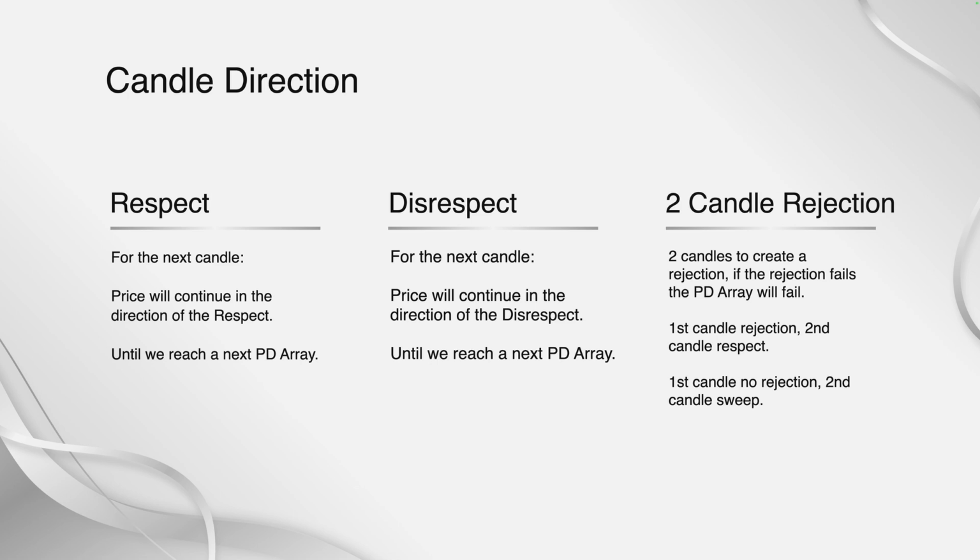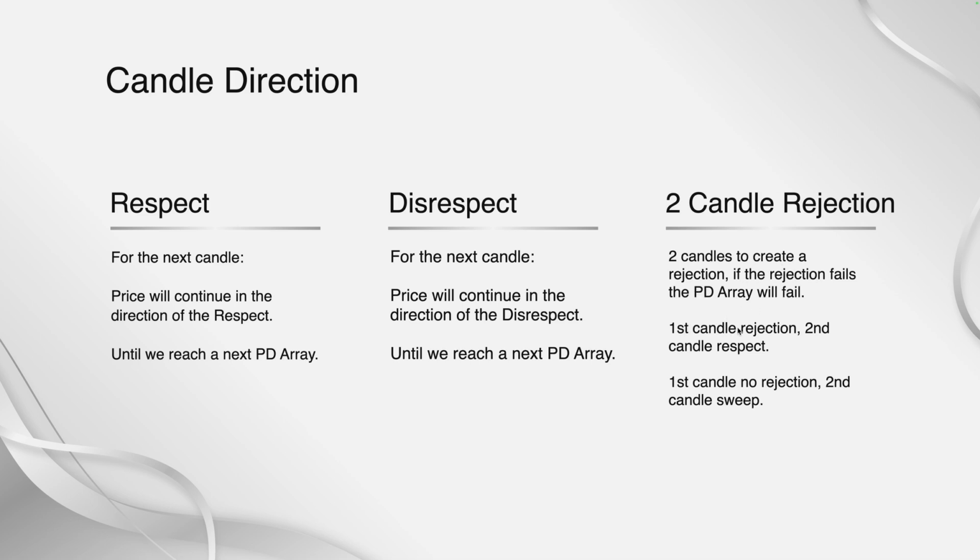When we have, for example, a daily fair value gap or daily order block higher, let's make it easier, a daily bullish order block, a discount array in that sense, then on the same time frame, with that daily order block, we want to see a 2-candle rejection on the daily time frame. That 2-candle rejection is the following: 2 candles to create a rejection. If the rejection fails, the PD array will fail.